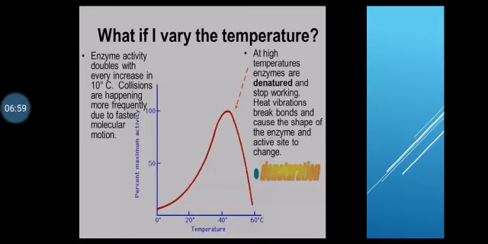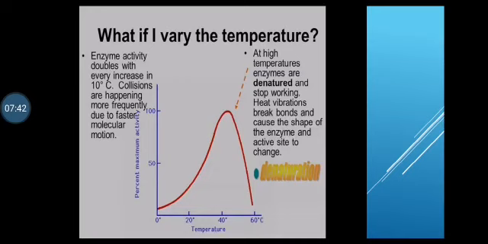You can also understand how temperature affects enzymes with this graph. There is temperature on the x-axis and percent maximum activity on the y-axis. Enzyme activity at 0 degrees centigrade is slow, or there is no activity, but with the rise in temperature you can see an increase in the percent maximum activity of an enzyme. The important point is that enzyme activity doubles with every increase of 10 degrees centigrade.